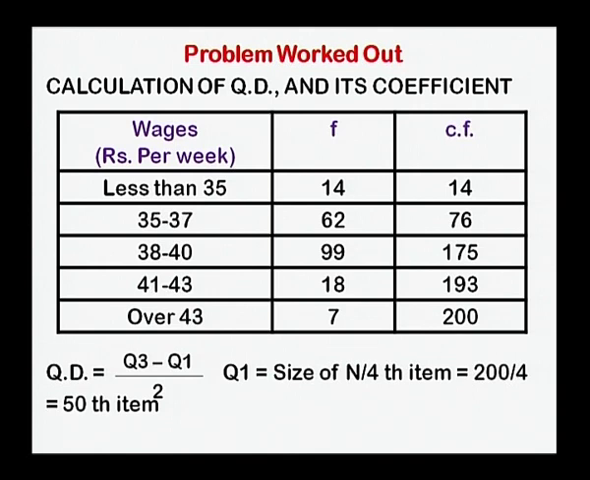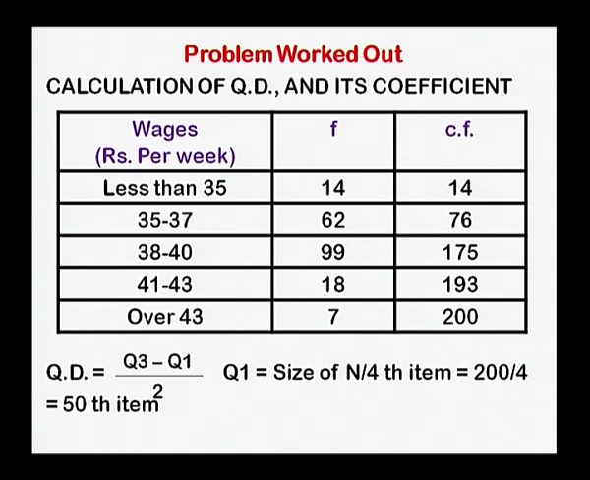Now, first of all, in order to calculate quartile deviation, we have to calculate cumulative frequency. Cumulative frequency is nothing but the aggregation of the frequencies. The first is 14, then we add 62 to 14, we get 76, then 99 is added to 76, we get 175, and 18 is added to 175, we get 193, and finally we add 7 to 193, we get 200, and that is the cumulative frequency.